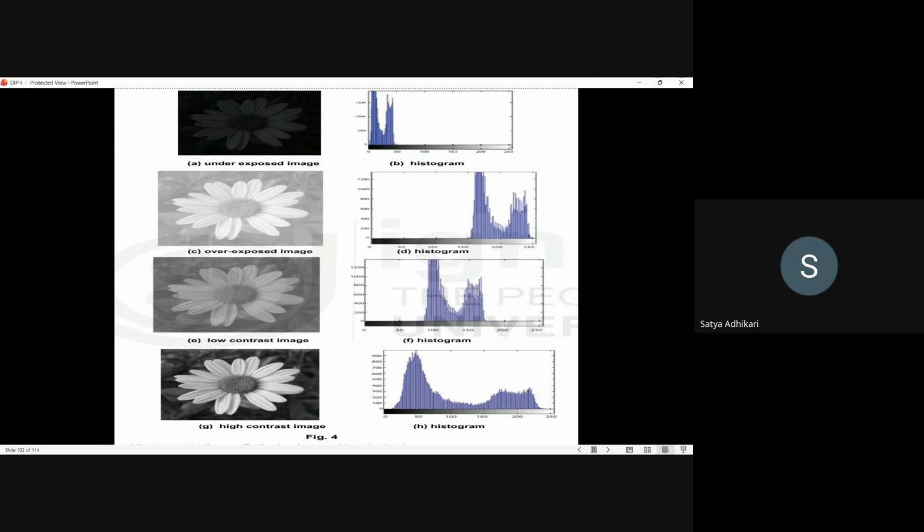You see the first one, all the bars are on the left of the graph, which is underexposed. In the second one, all the lines are on the right side in D, and in F you see it is exactly in the center. It is neither on the left nor on the right side. So it is low contrast. So you will get the line like this, and you will get an idea that it is a low contrast image.